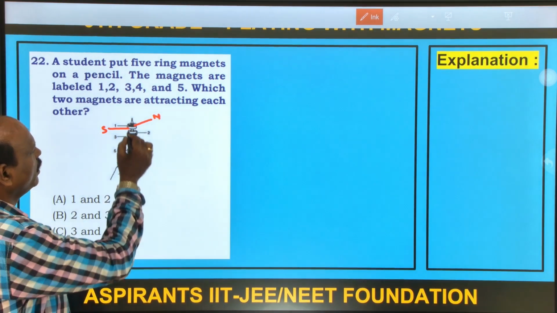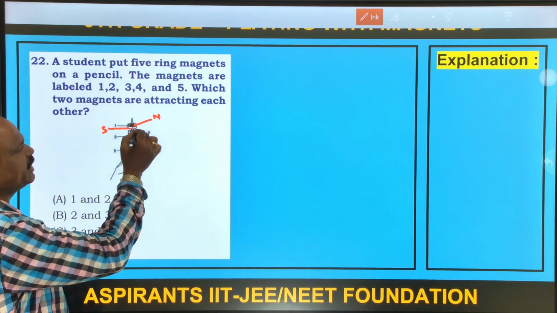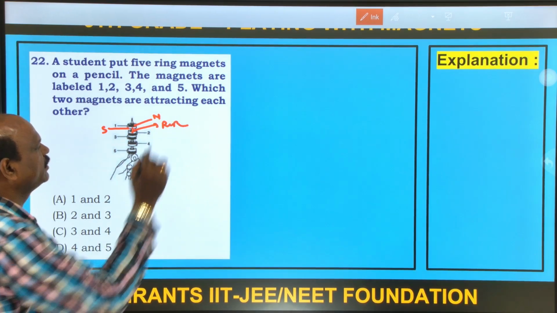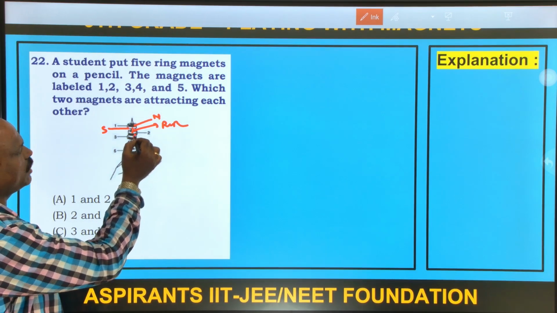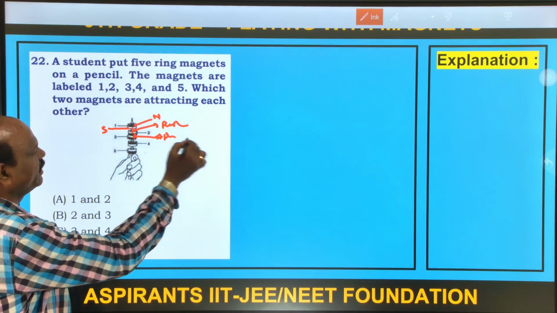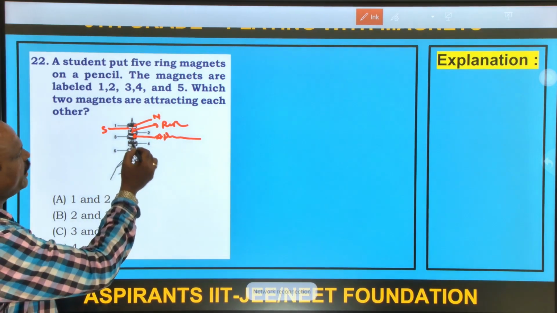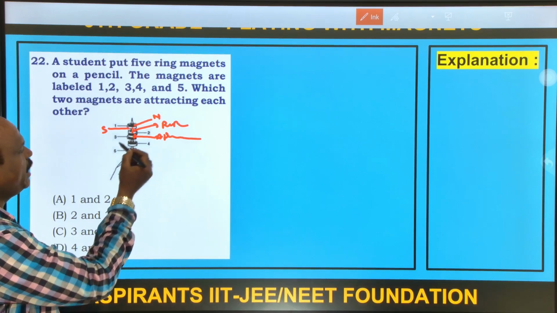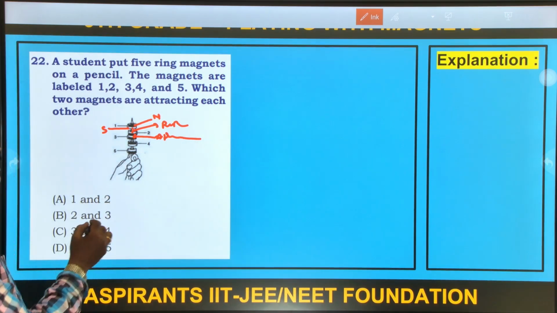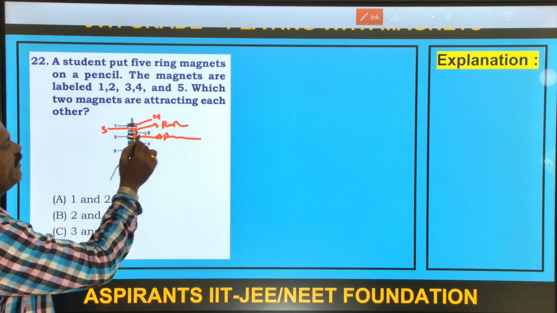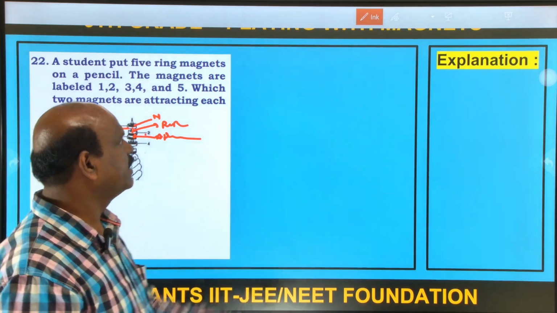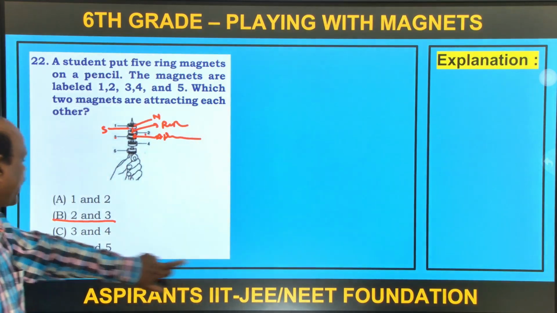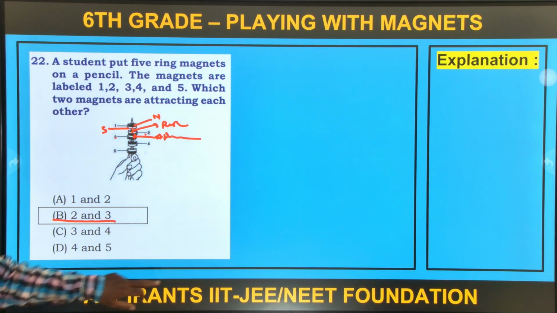And here if you observe, between magnet 1 and magnet 2, south and south are there, so they repel. And between the second magnet and the third magnet, north and south are there, hence they attract. And between the third and fourth, north and north repel, south and south repel. So out of this, magnet 2 and magnet 3 will attract each other, the remaining magnets you will see repel each other. So here the answer is option B, that is the second magnet and the third magnet will attract each other, the remaining will repel each other.